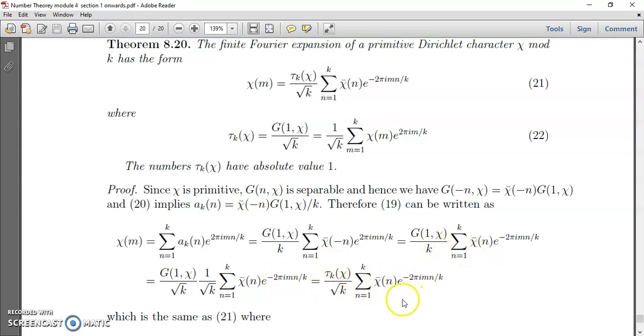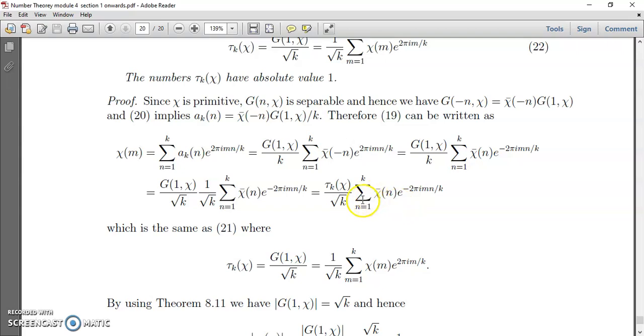Now this part we can write as tau k of chi is g of 1 chi by root k. This g of 1 chi by definition of Gauss sum is nothing but 1 by root k sigma m equal to 1 to k chi m e raised to 2 pi I m by k, because here n is 1. So by using the theorem which we have studied earlier, the absolute value of g of 1 chi square is k.